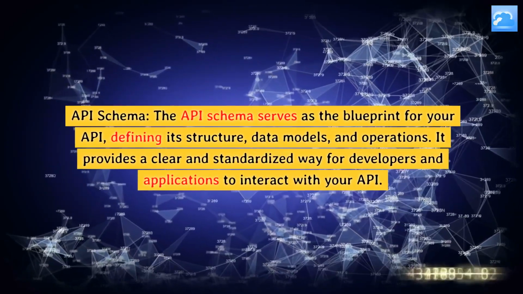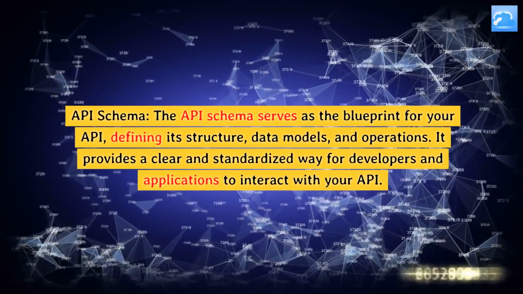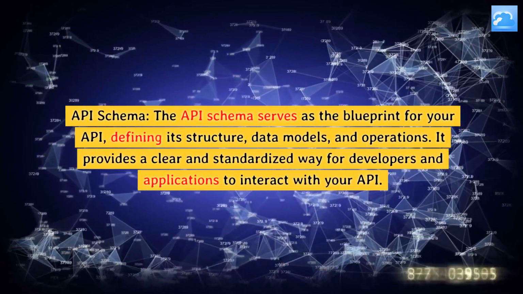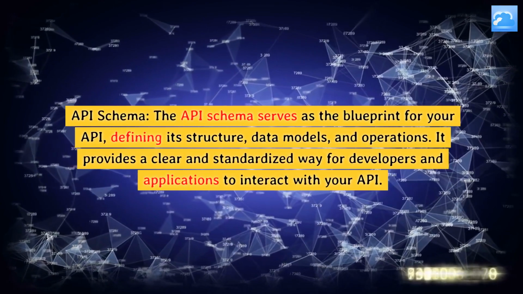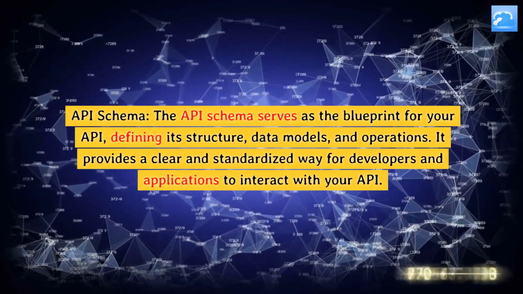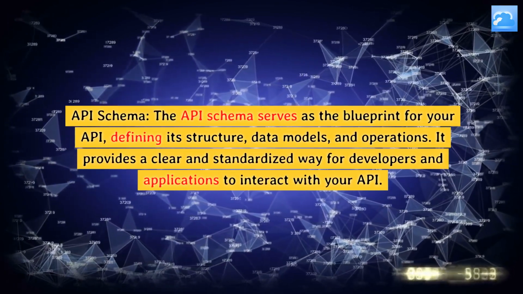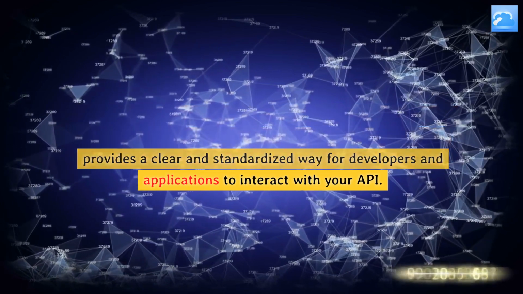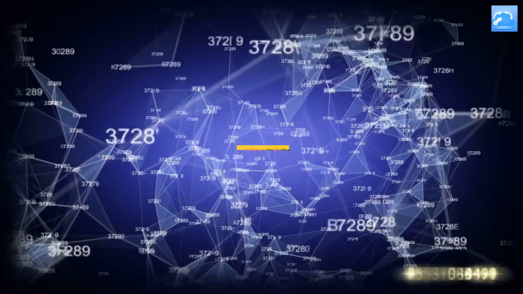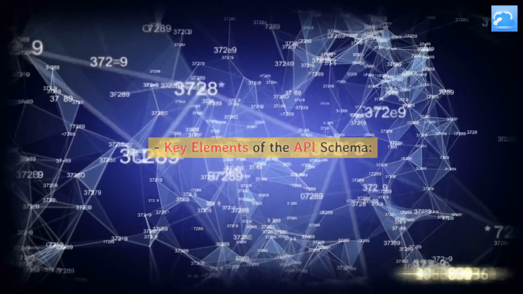API schema. The API schema serves as the blueprint for your API, defining its structure, data models, and operations. It provides a clear and standardized way for developers and applications to interact with your API. Key elements of the API schema.